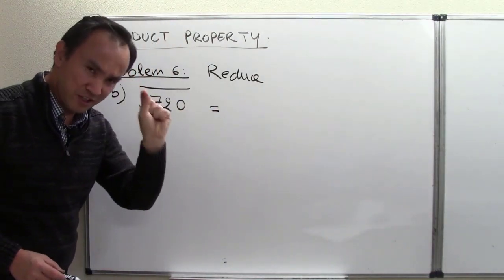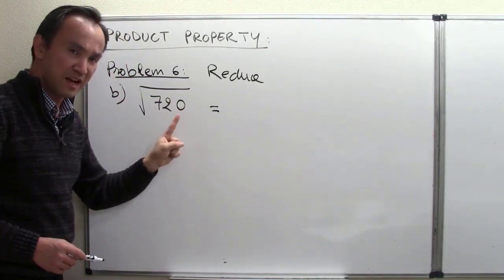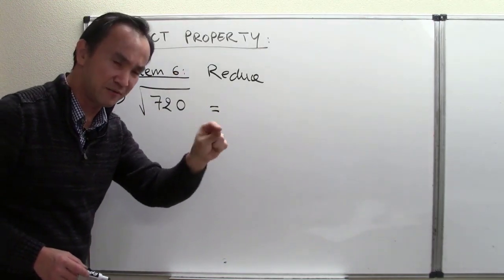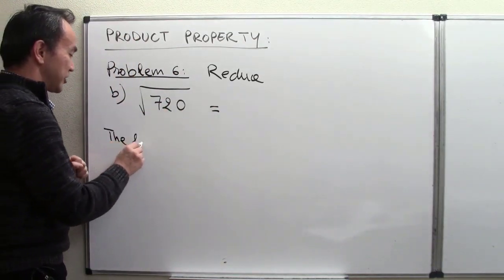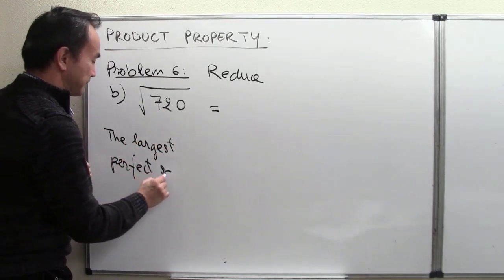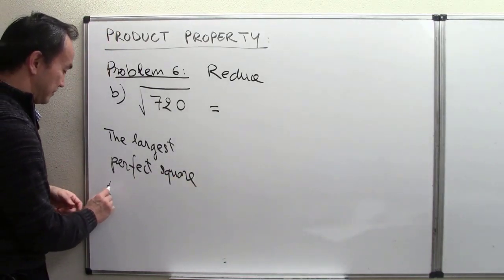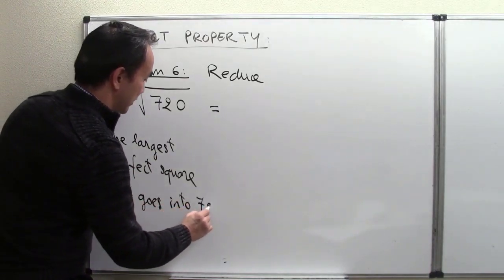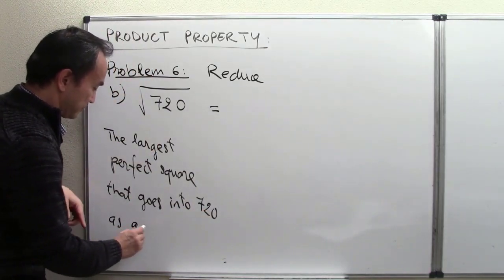Again, we are looking for a perfect square that goes into this product. But now we're not only looking for any perfect square, we're looking for the largest perfect square as a factor of 720. So look for the largest perfect square, the largest perfect square that goes into 720, the number inside our root right here, as a factor.